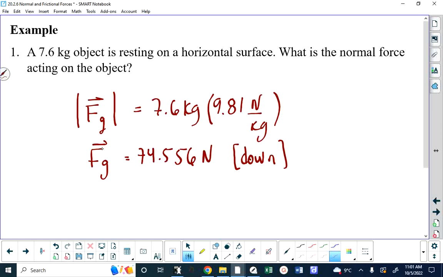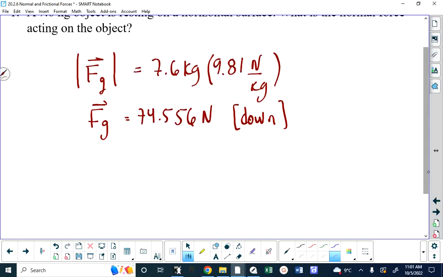What's the normal force? Aoki? Right, the exact same force upward. So the normal force is 74.556, and you can round that if you like. I don't particularly care. Upward.